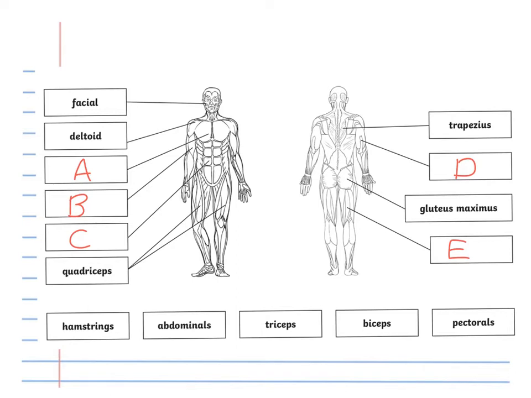And on your piece of paper, where you wrote down A equals, B equals, C equals, D equals, E equals, you need to write the correct muscle next to the letter. So can you press pause now while you get that done, and we'll go over the answers in a moment.